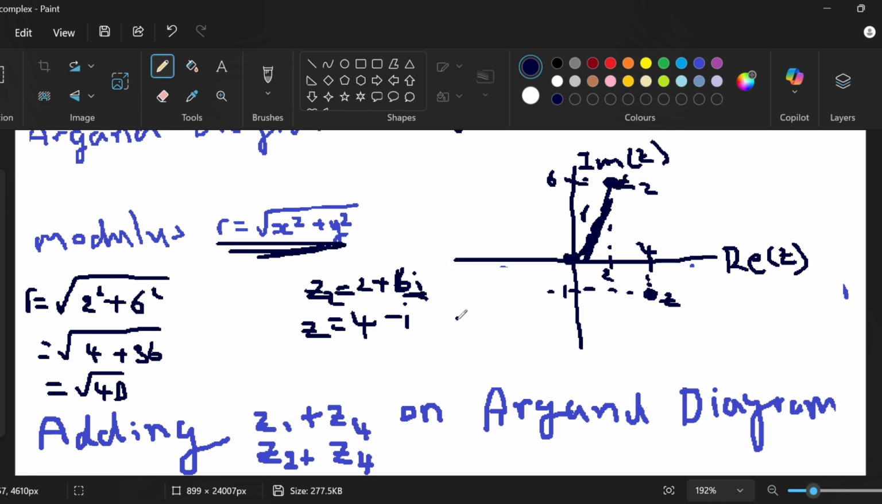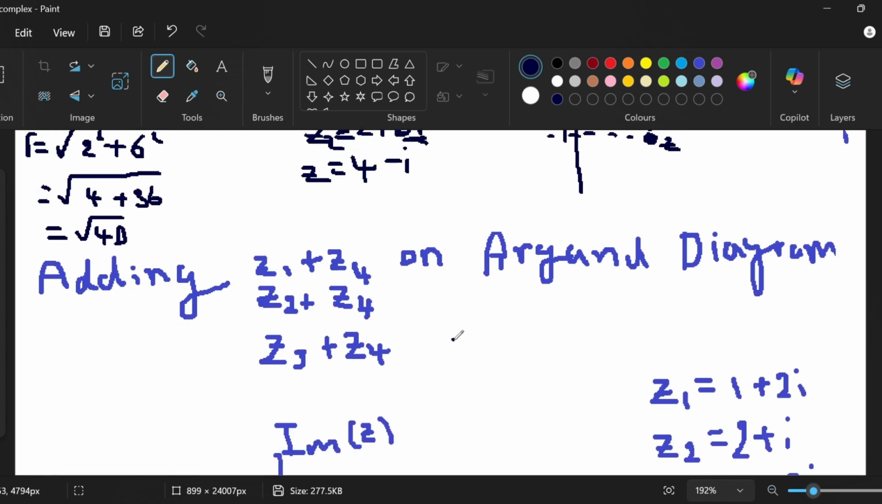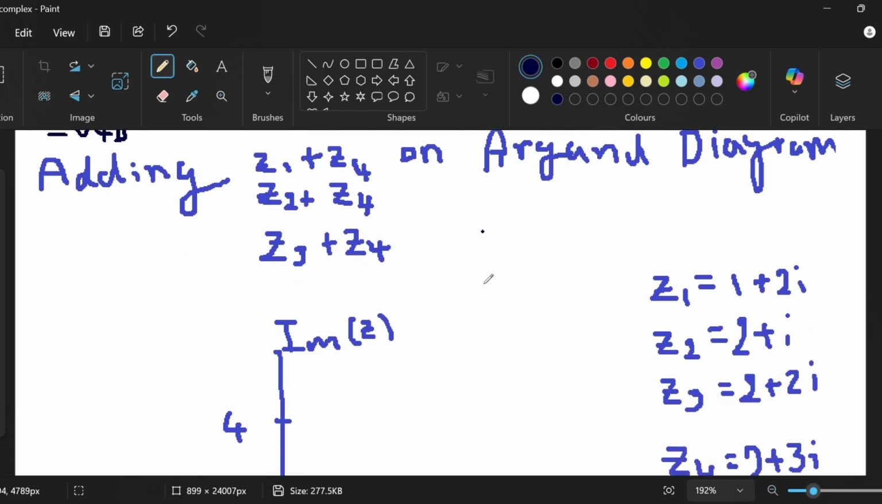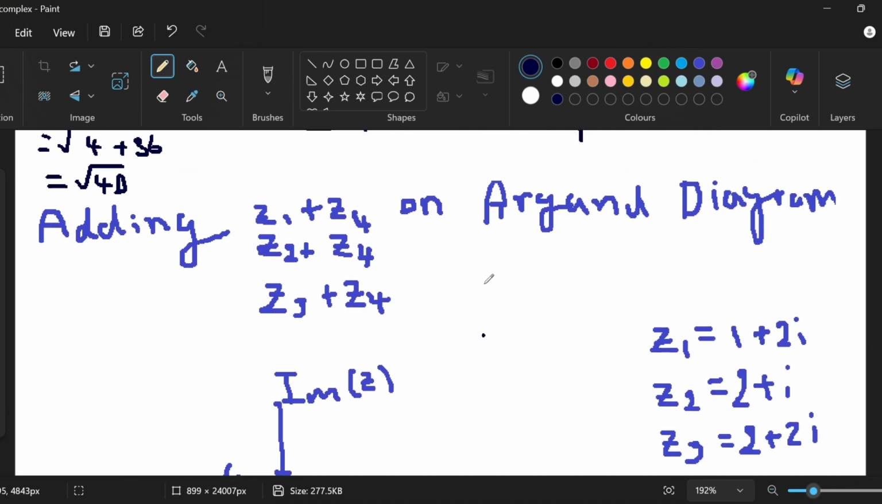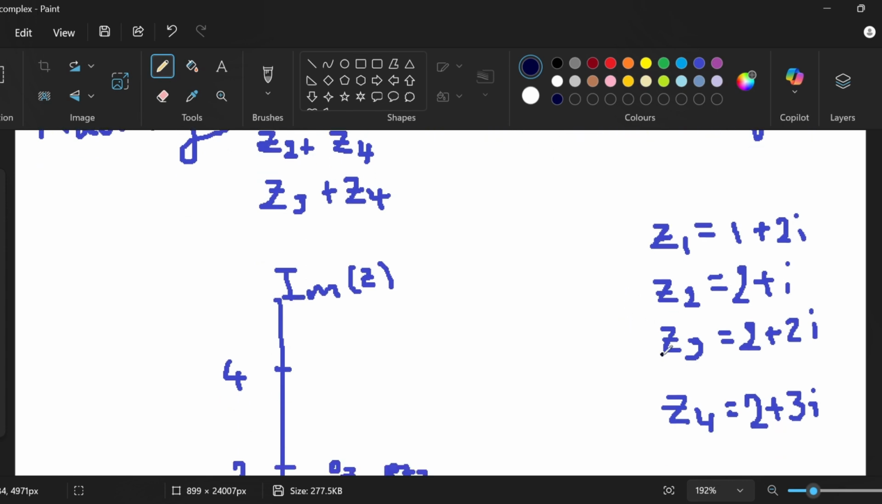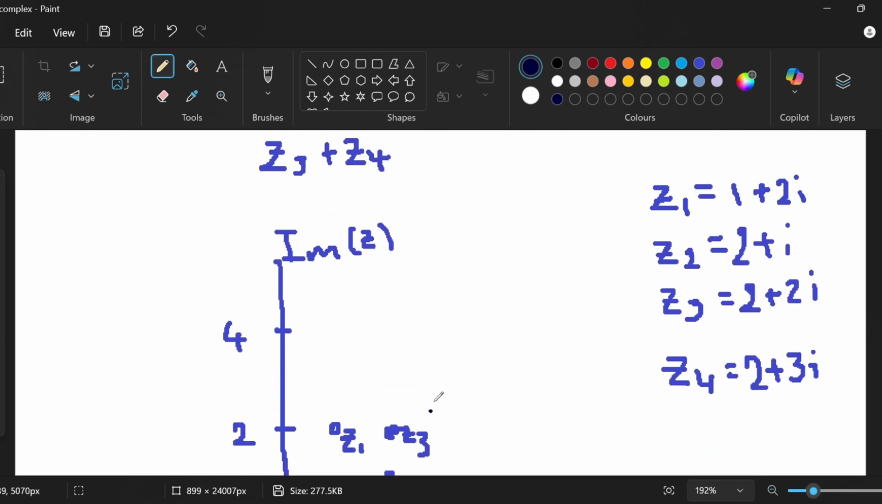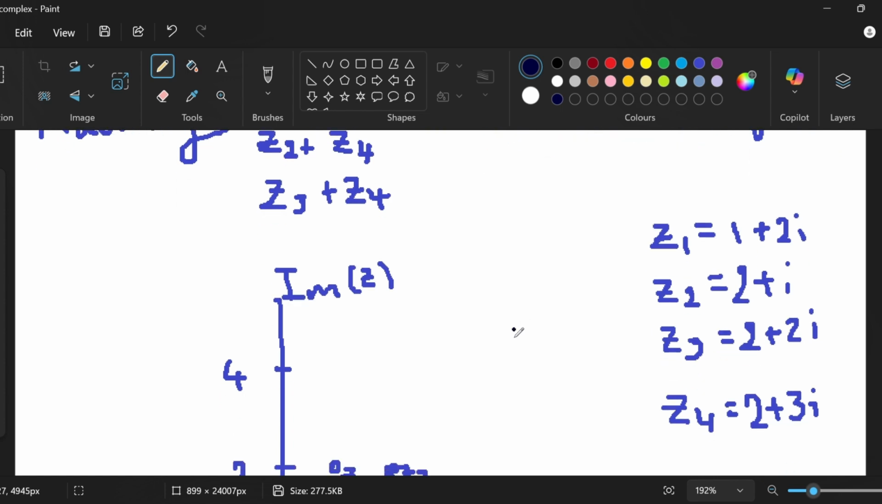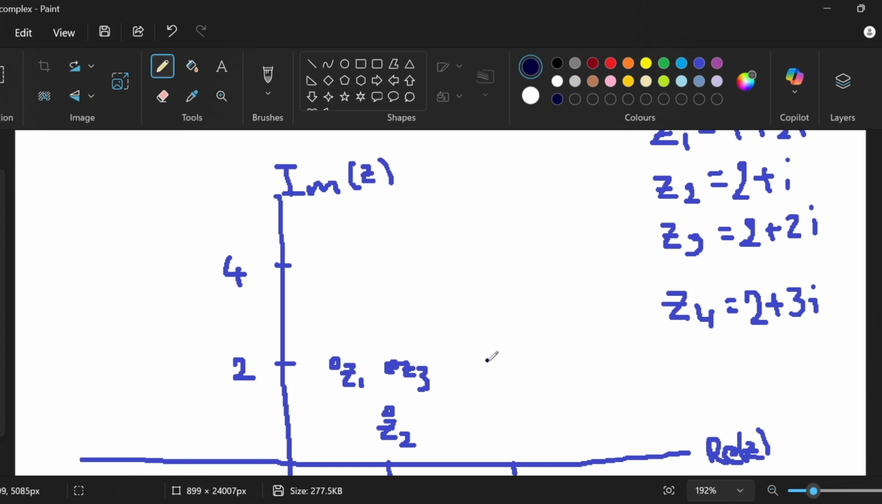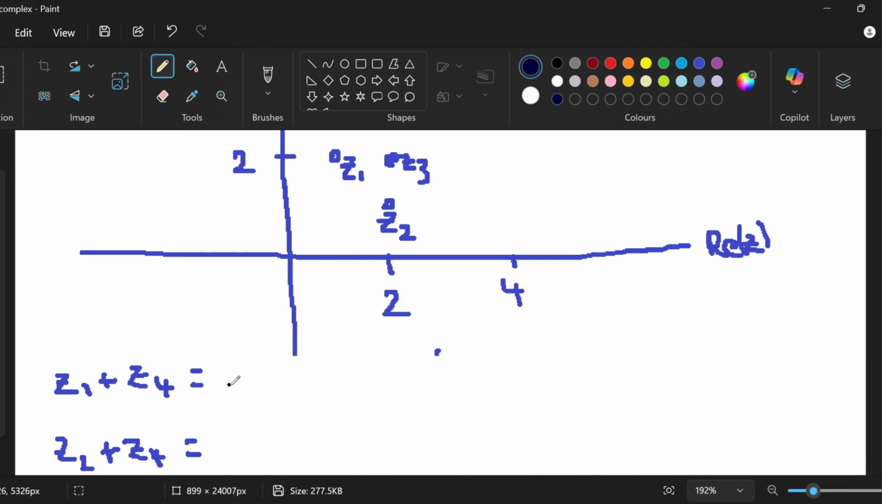Now let's look at some of the translations which will happen to your point when you add another complex number to it. Here I've given myself z1, z2, and z3. I plotted them here and told myself to add z4, this number, to each of these points and see what happens. So I have z1 is equal to 1 plus 2i, and z2 is equal to 2 plus 3i.